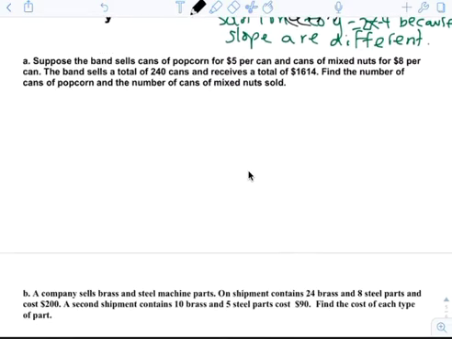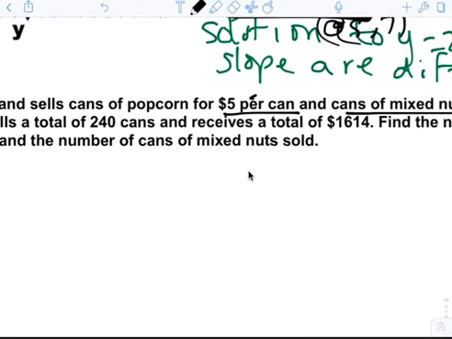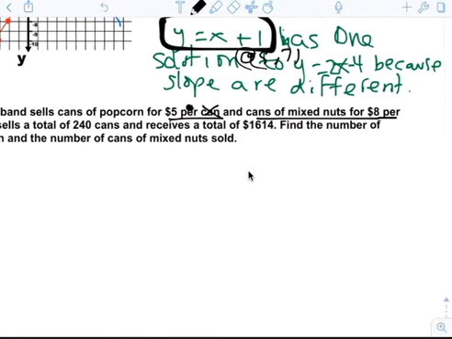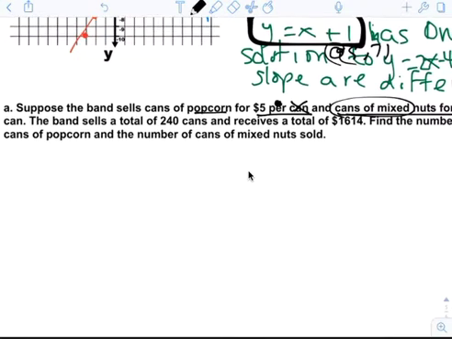Anyways, here we go. Suppose the band sells cans of popcorn for $5 per can and cans of mixed nuts for $8 per can. Because these are mixed nuts, they're no longer popcorn. We need to change this word can. It has to be Y. It's a different type of cans. It's not the same as the popcorn.